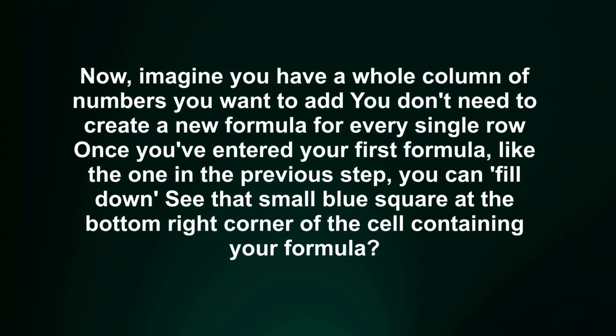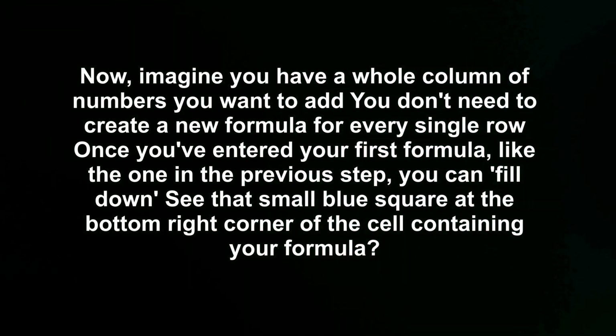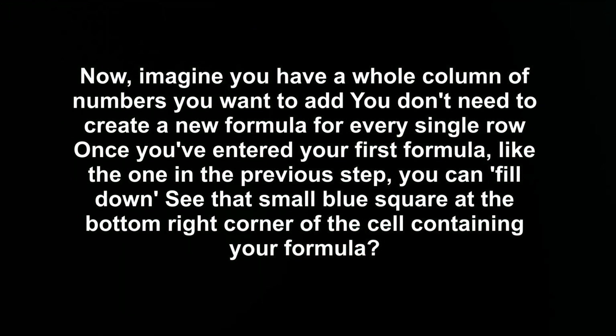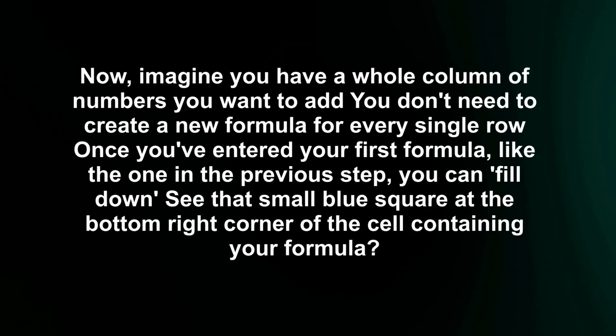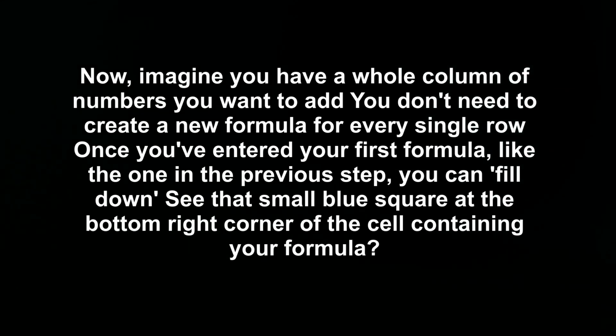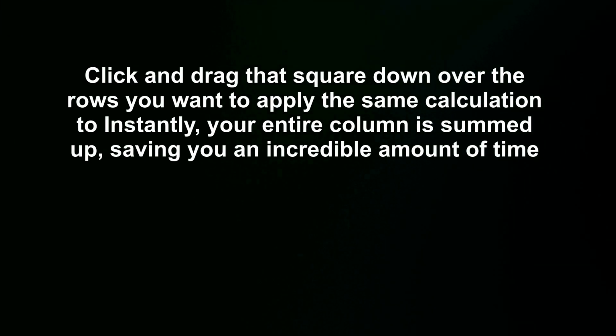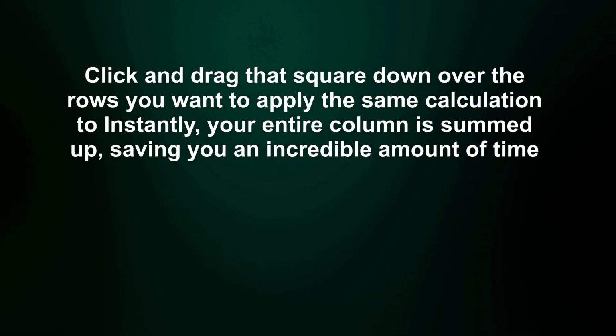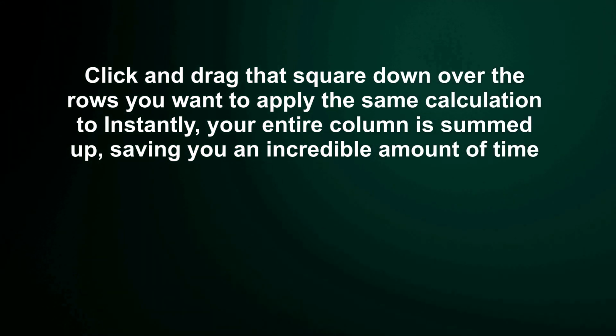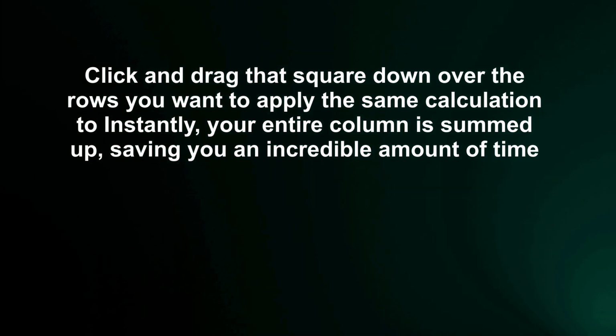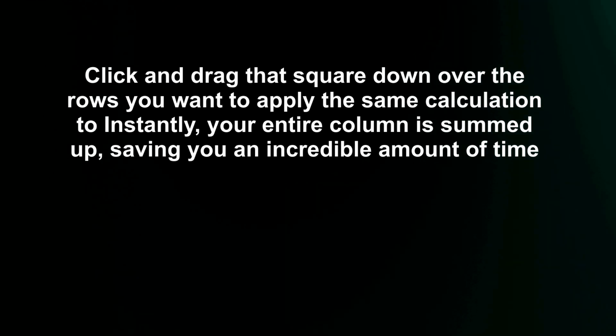Once you've entered your first formula, like the one in the previous step, you can fill down. See that small blue square at the bottom right corner of the cell containing your formula. Click and drag that square down over the rows you want to apply the same calculation to. Instantly, your entire column is summed up, saving you an incredible amount of time.